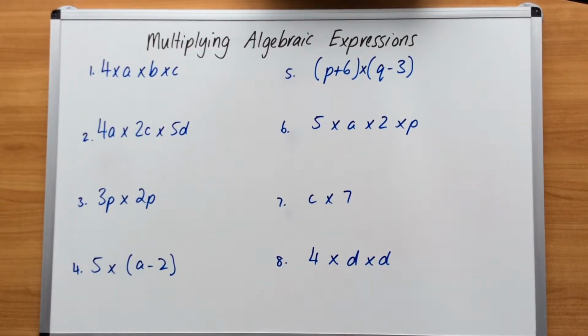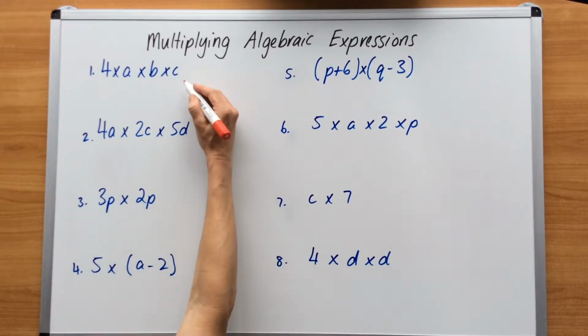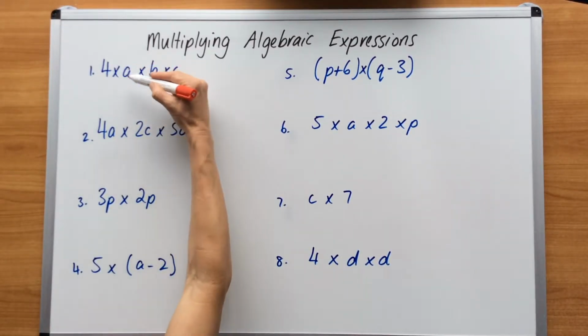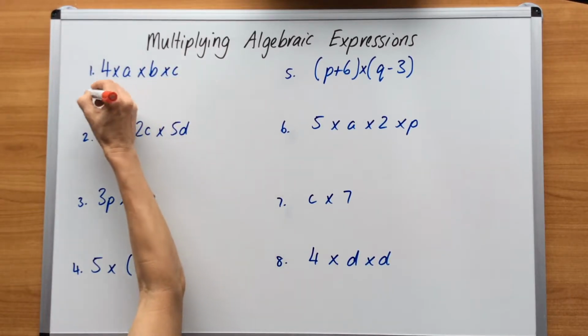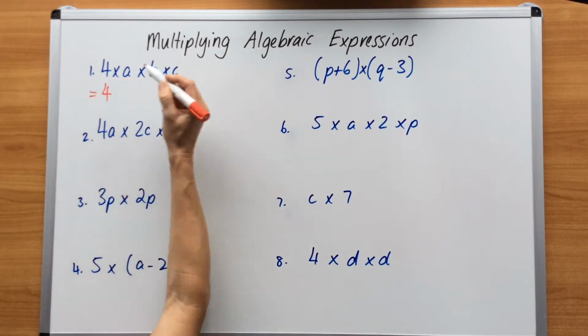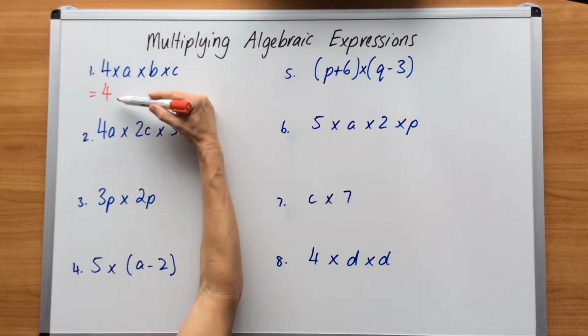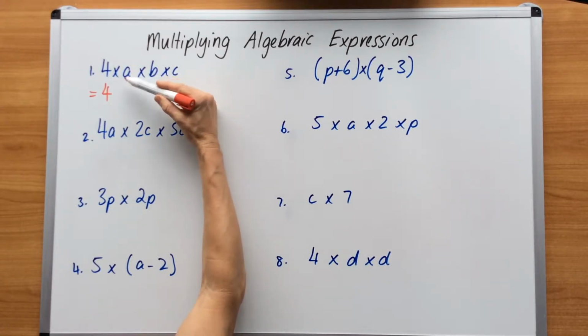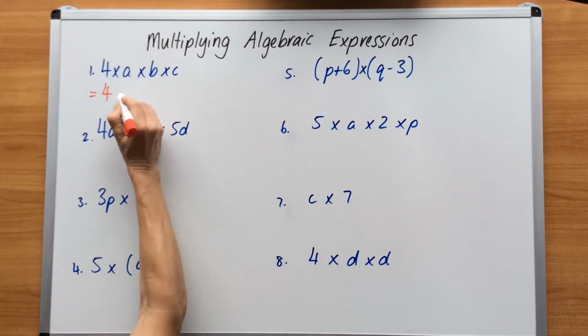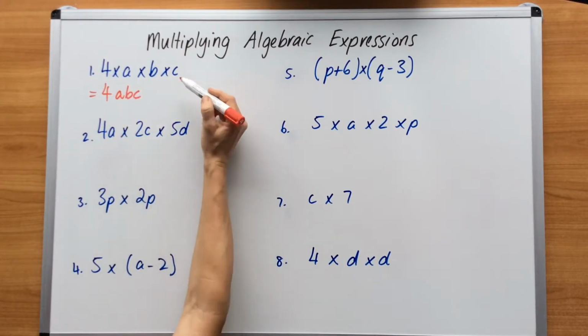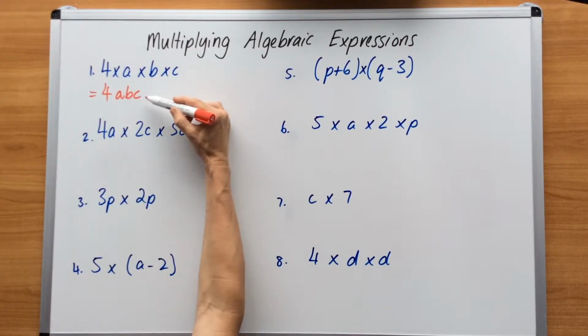Let's take a look at using those rules and applying them to these algebraic expressions. So starting at number 1 here, we have 4 times a, b, c. Now, we have one number, so the number 4 sits down alone, nothing can happen to it. And we've got a, b, and c. Well, it's already in alphabetical order, so the answer to this algebraic expression is 4abc.